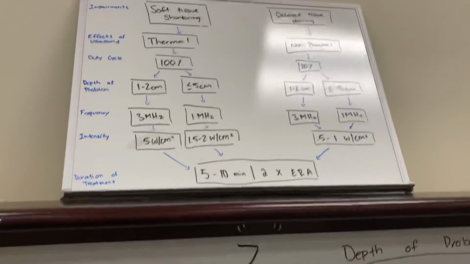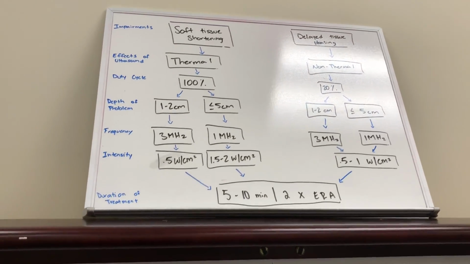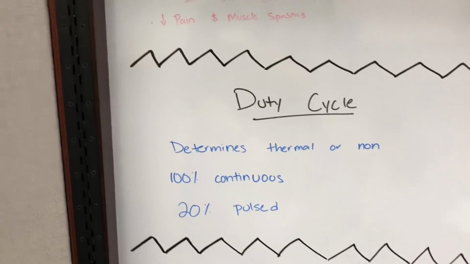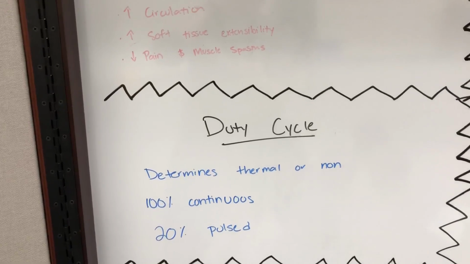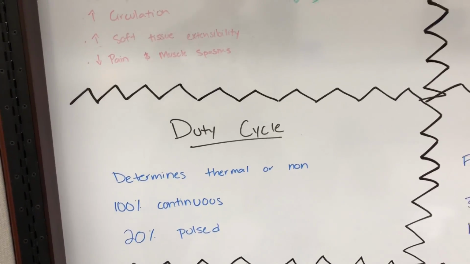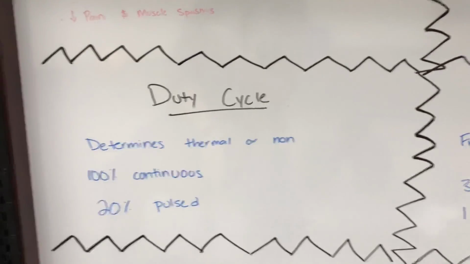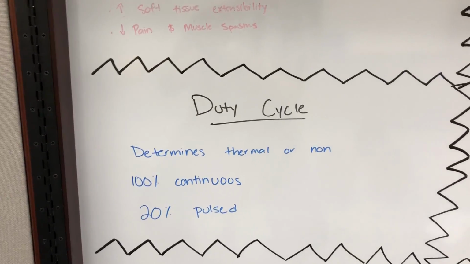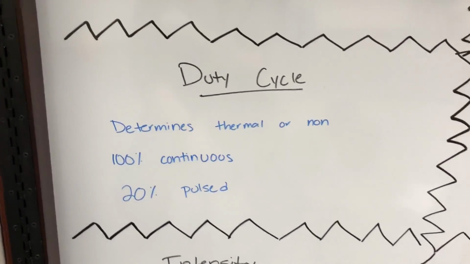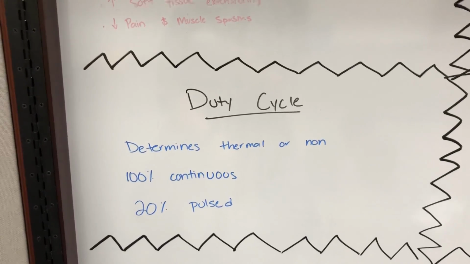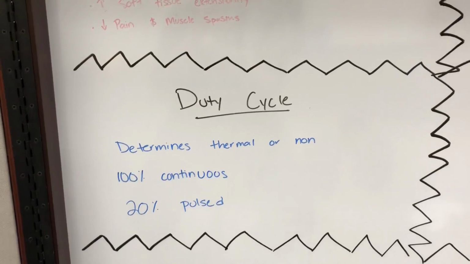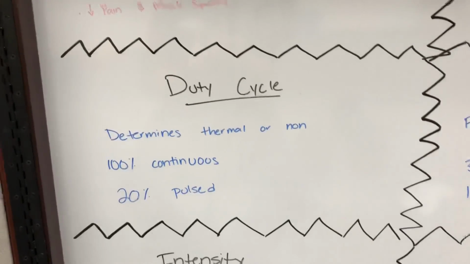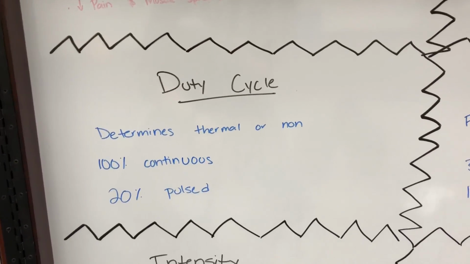The next aspect on that little flow sheet is the duty cycle. So the duty cycle determines the thermal or the non-thermal effects. If you have it on 100% duty cycle, it's going to be a continuous wave that goes down, and that will get it to be thermal. If it is on 20%, it's going to be pulsed, so the person's not going to feel the continuous heat, and then that would generate the non-thermal effects of the ultrasound.